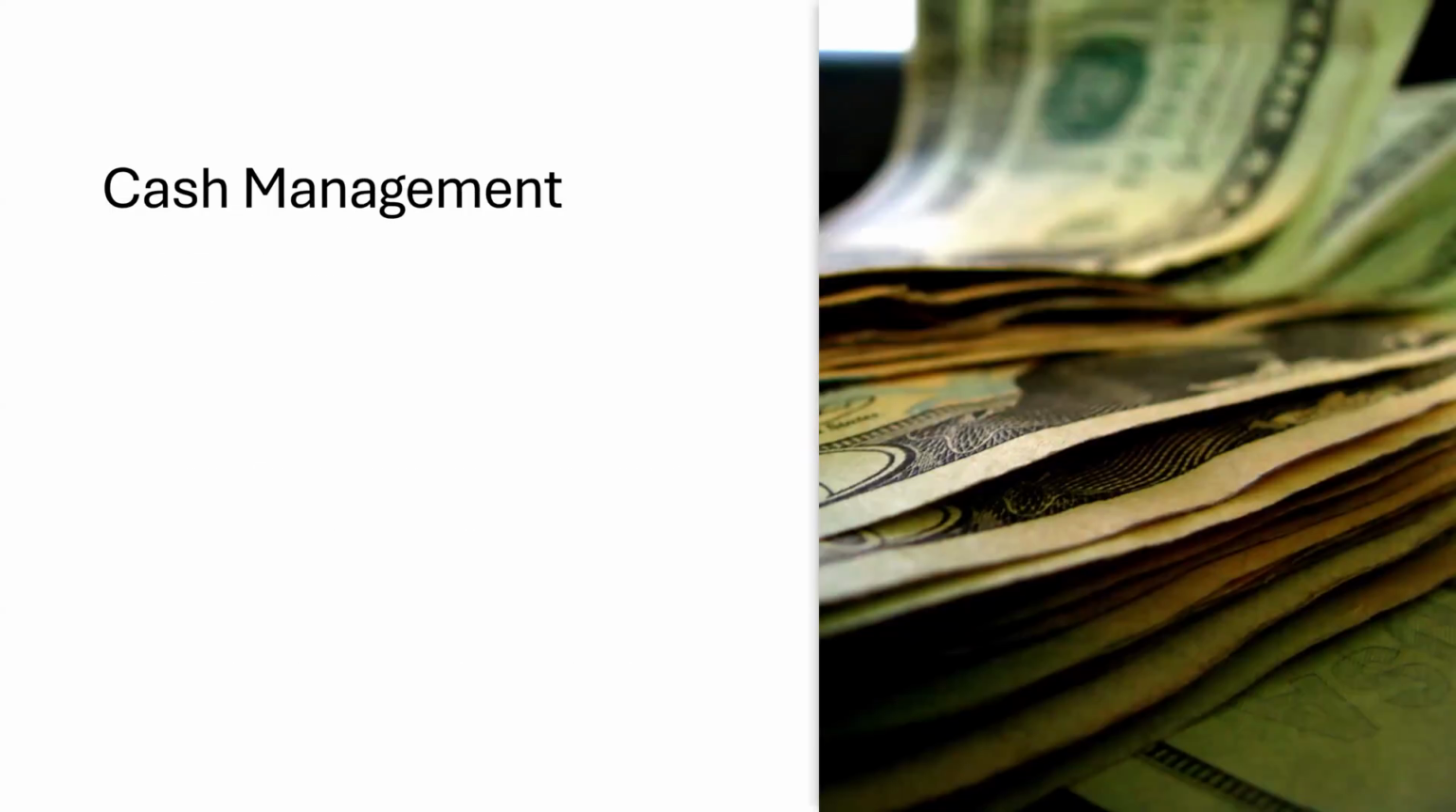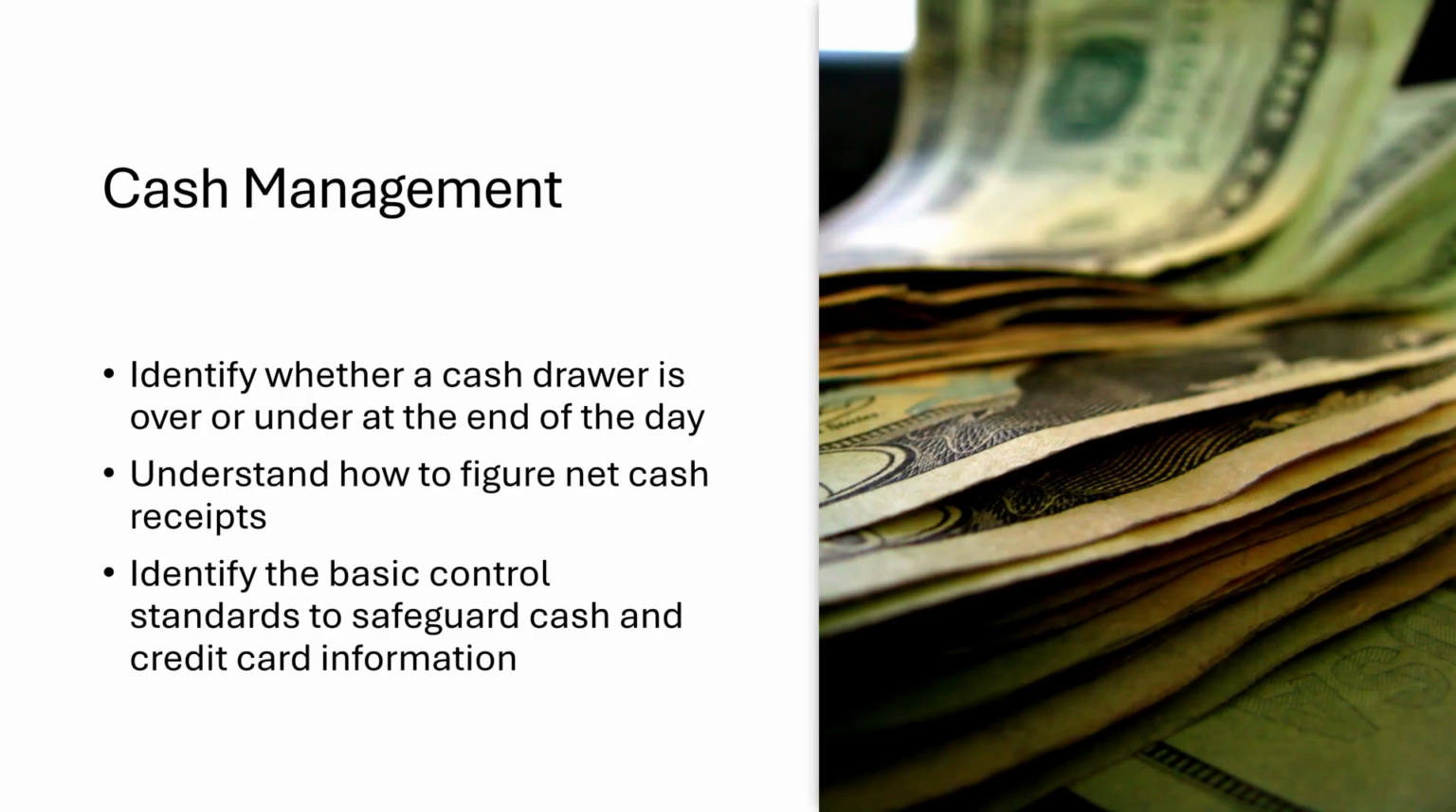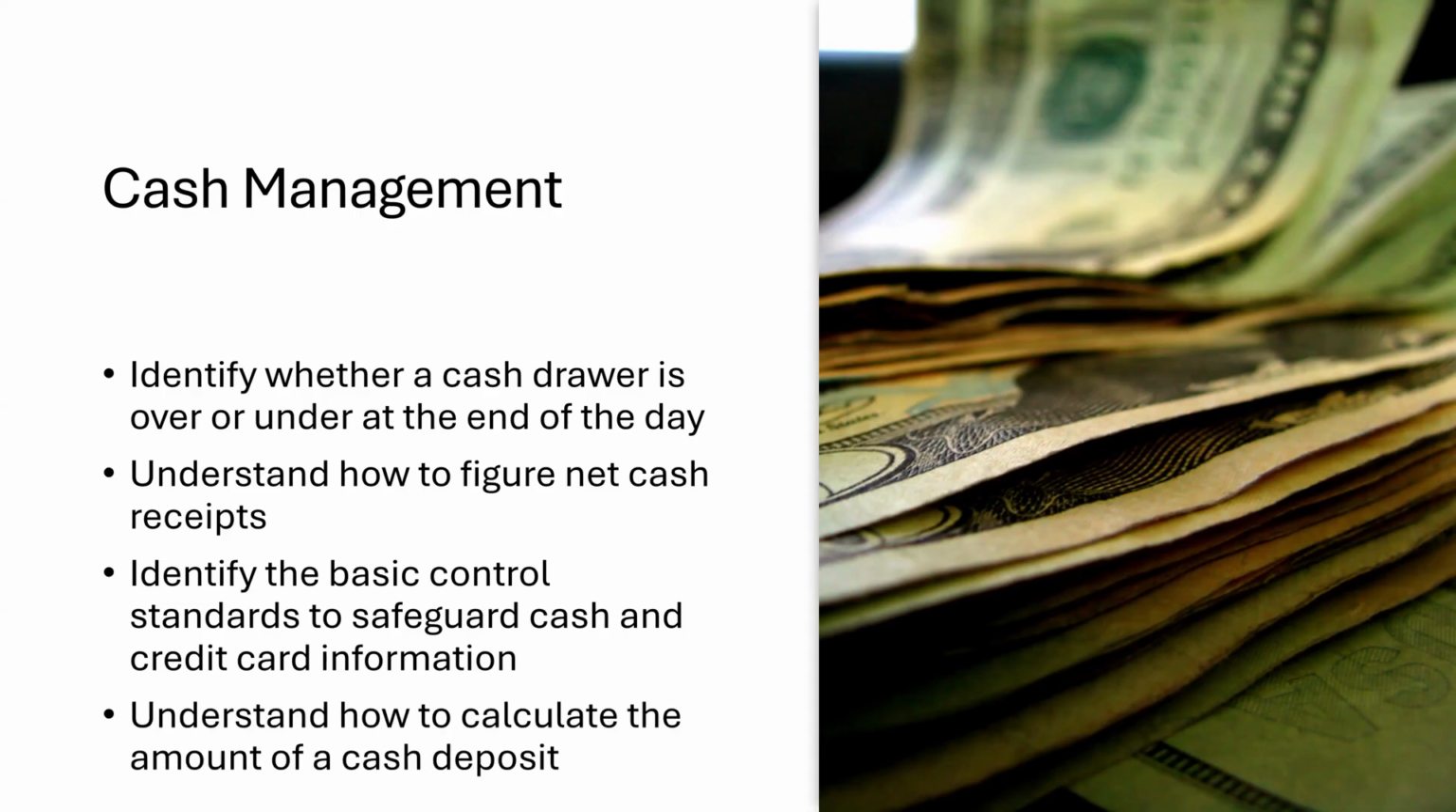Changing gears here, we're going to get into cash management, and that is overall collecting of money. So identify whether the cash drawer is over or under at the end of the day. That is just straightforward the way things are done. We want to make sure that we reconcile every day to make sure that there's not a huge discrepancy. We want to understand how to figure net cash receipts, and then identify the basic control standards to safeguard cash and credit card information. Understand how to calculate the amount of cash deposit at the end.